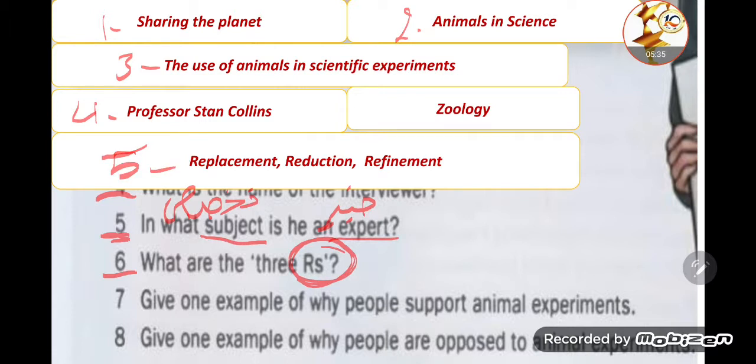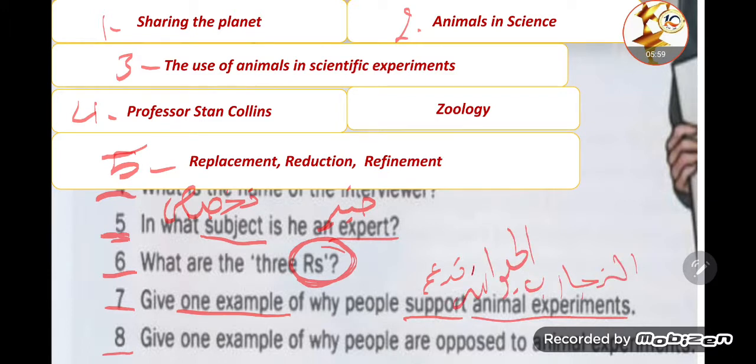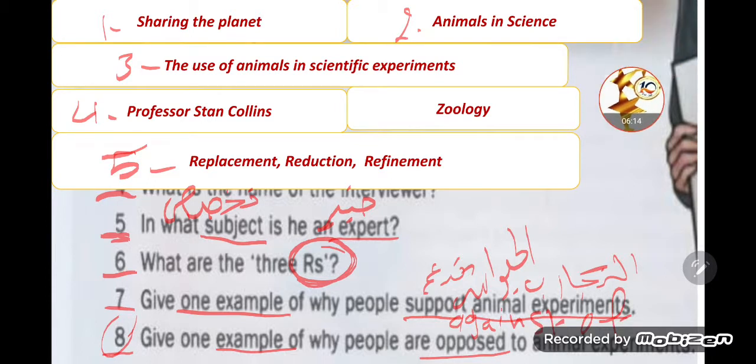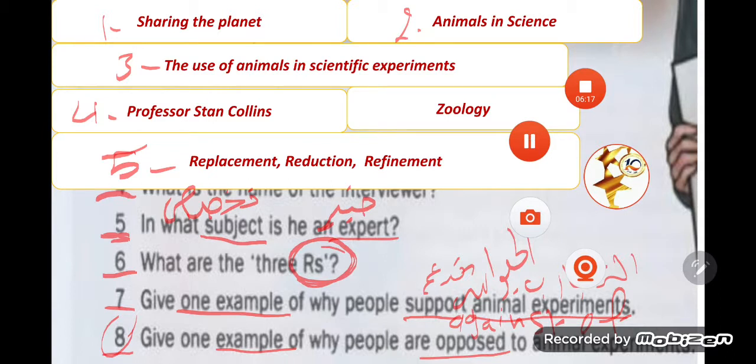This is number 5. Now move to number 7 and 8, and these two questions are opposite to each other، وهدول السؤالين مختلفين عن بعض. Give one example of why people support animal experiments. أعطيني one example okay ليش الناس بتدعم الانيمال اكسبيرمنتس اللي هي التجارب الحيوانية. اوكي، ليش الناس بتدعم التجارب الحيوانية؟ وبنمبر 8 طالب منا give one example why people are opposed، حكينا معناها against، ليش كانوا عكس او ضد التجارب الحيوانية.